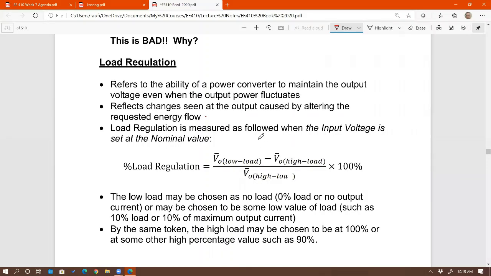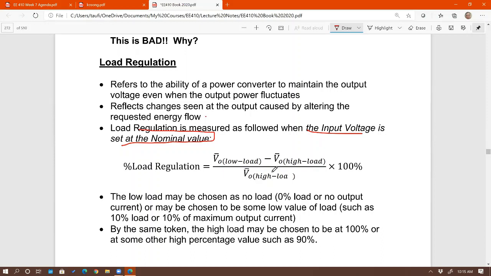How do we calculate this? Again, these are all measured at nominal input voltage, okay? Nominal input voltage. So percent load regulation is equal to V out average, again, output, okay? Output voltage at low load, load means current, minus V out average at high load.